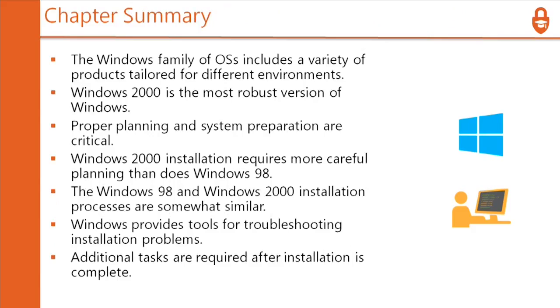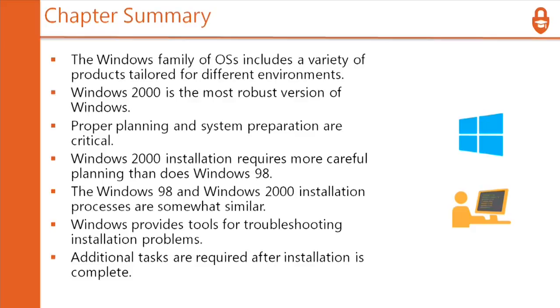So in summary, the Windows family of OSs includes a variety of products tailored for different environments. True. Windows 2000 is the most robust version of Windows. True for the test, right? And then proper planning and system preparation are critical. Okay, for the test, proper planning and system preparation are critical, okay, for the test.